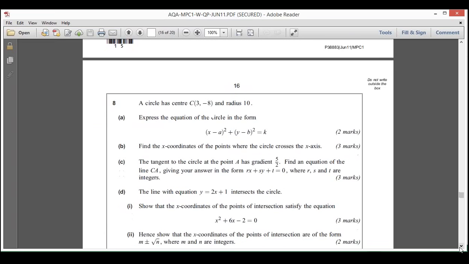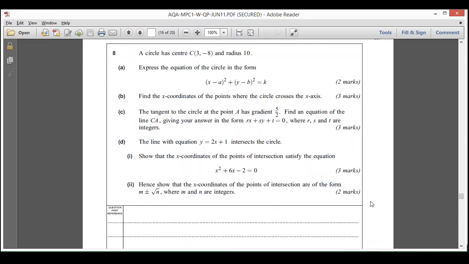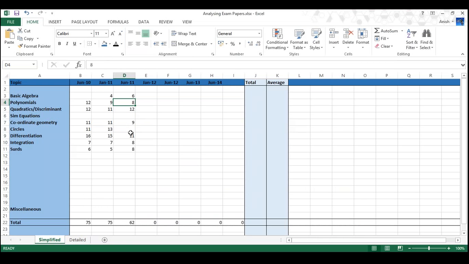Right, circles. How many marks have we got left? 13, that's probably it. Yep, 13 marks on circles. Right, so I'm just going to do that one for the simple one. Now, although it shows that simultaneous equations hasn't come up, it probably has, but we've probably included it in something else. So now we're just going to total these up.